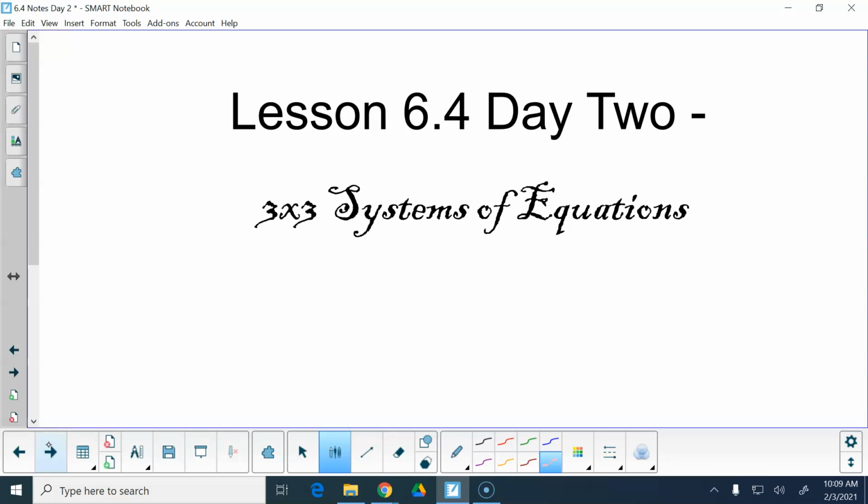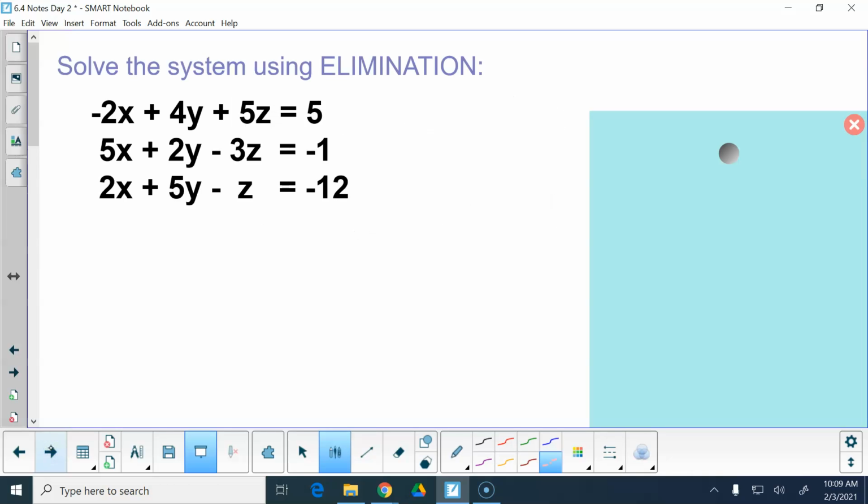So today we're going to talk about 3 by 3 systems of equations again, but instead of substitution, we're going to go with elimination today. Okay? So we're going to talk about elimination. It's going to be another tool in our toolbox that we can use to solve these wonderful mathematical type things.